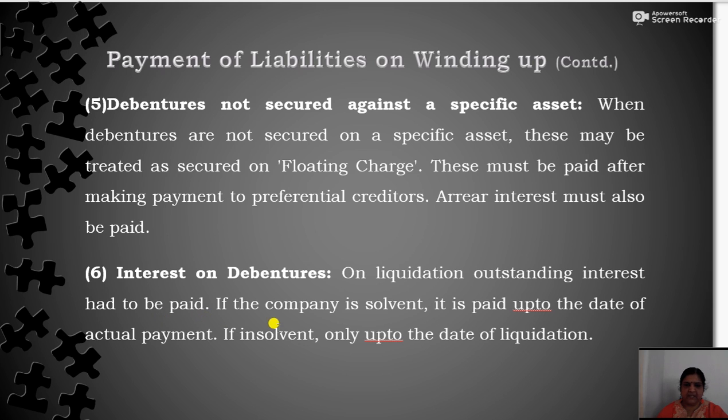And the calculation of interest depends upon whether the company is solvent or not. In case the company is solvent, then it is paid up to the date of actual payment. And in case the company is insolvent, then it will be paid up to the date of liquidation. So in case the company is solvent, interest on debenture will be paid up to the date of actual payment, and in case the company is insolvent, it will be paid only up to the date of liquidation.